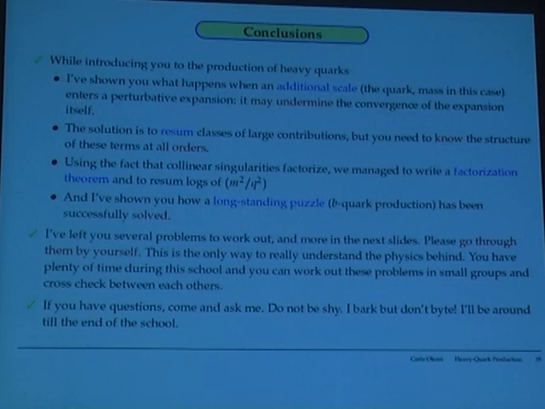First of all, you have to know what to resum. So you have to know the structure of the nth term of the series. And in the case of collinear singularity, I've shown you that they factorize. So order by order, you know the structure of the nth term of the series, okay? So knowing the term, you can think of summing all of them, okay? And I showed you that the long-standing puzzle, really it has been a puzzle for many, many years, has been solved, okay?